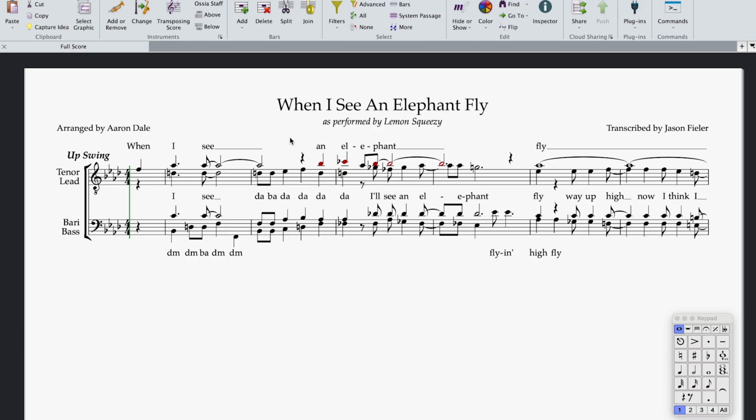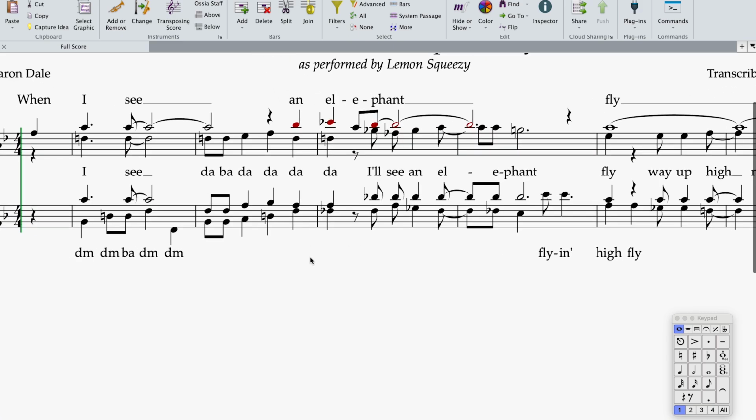So let's talk a little bit about this arrangement. The main thing I want to talk about is the use of this chord, which is essentially an E dominant 7th chord throughout this arrangement, and chords that are similar to that. So let's start from the beginning though.